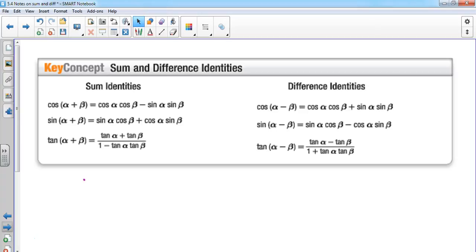So can you find these on your gray sheet, please? Because you're not going to use the notes for your quiz. You're going to use the gray sheet. Middle on the back. Did you find them? It says sum and difference. I still need this gray sheet. All right.